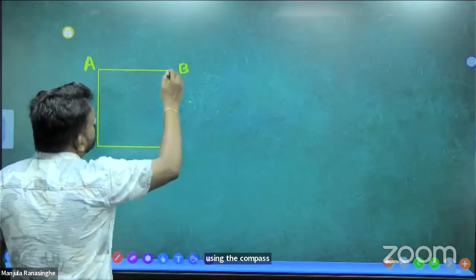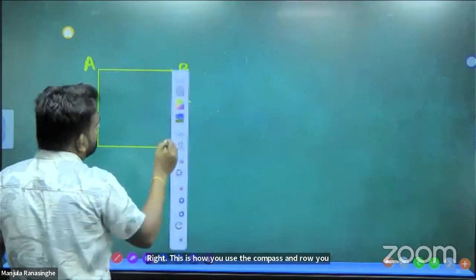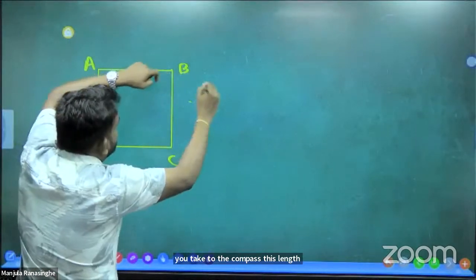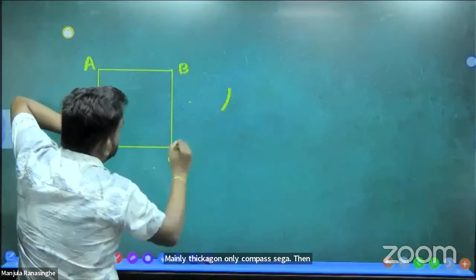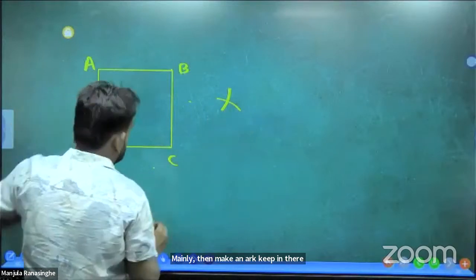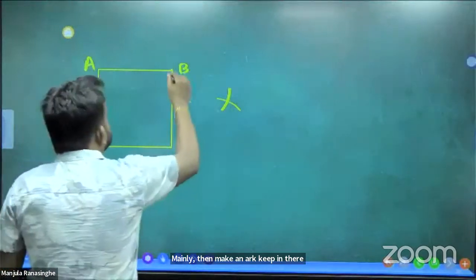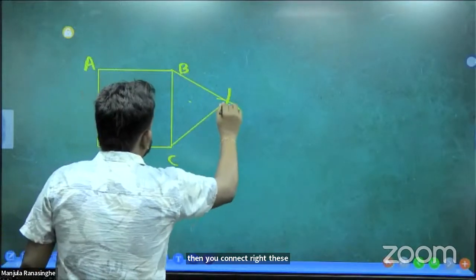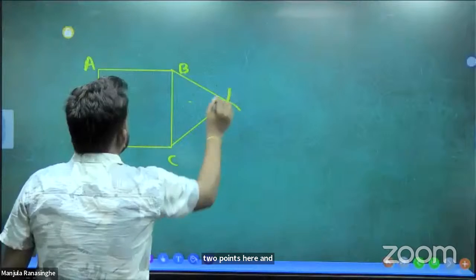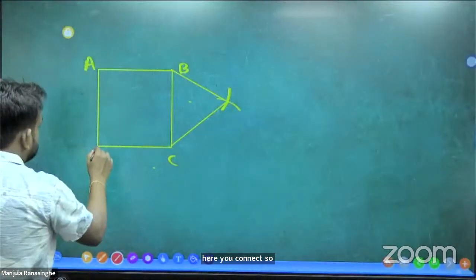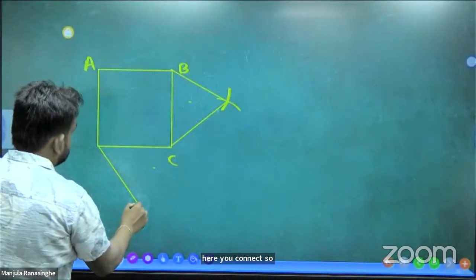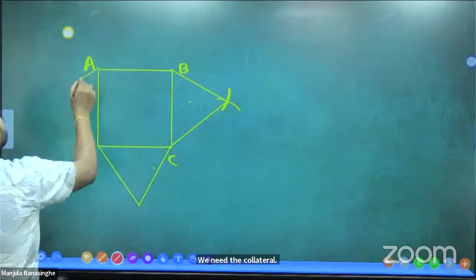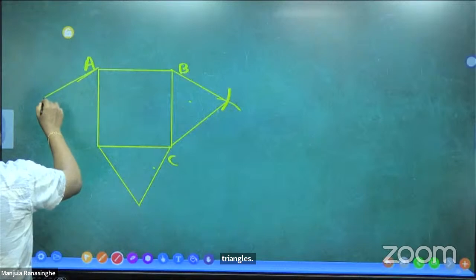You take this length with the compass. Then make an arc, keep the compass here and make an arc. Then you connect these two points. Similarly, you draw the equilateral triangles on the other sides too. You need to draw an equilateral triangle on all four sides.